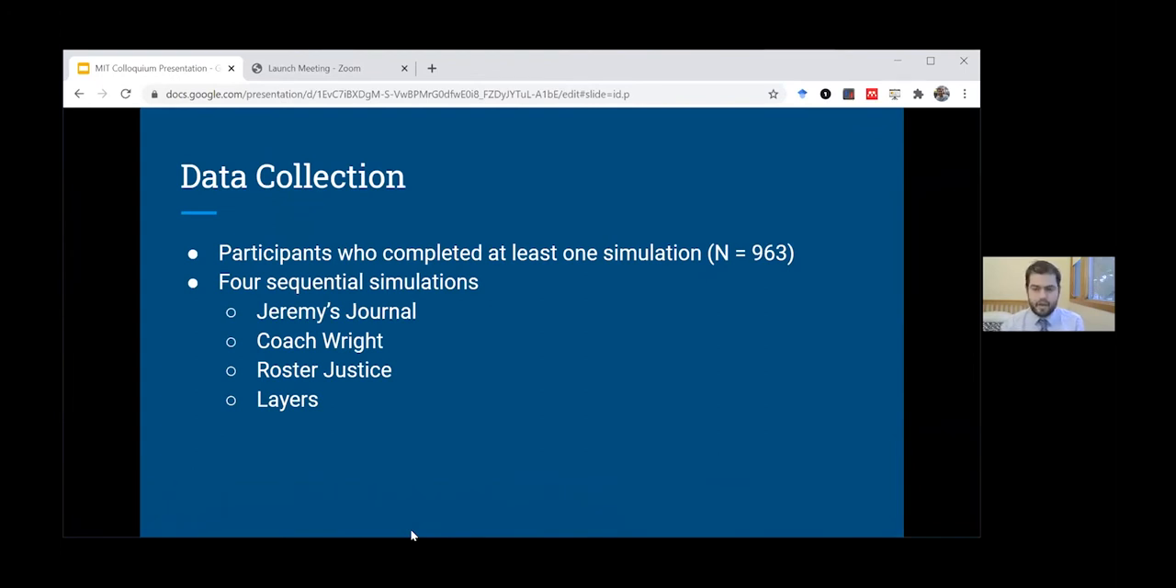In the course, there were 963 people who did at least one simulation. And there were four simulations in the course, each of them embedded within one of the units.